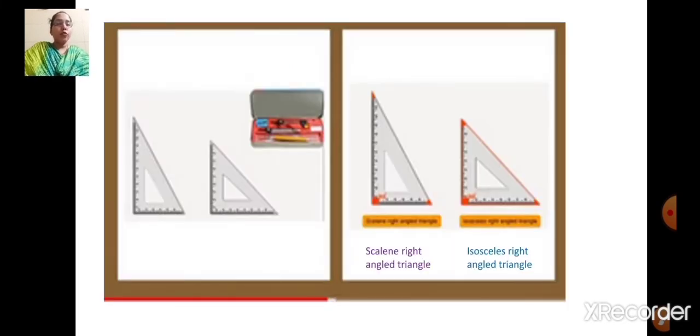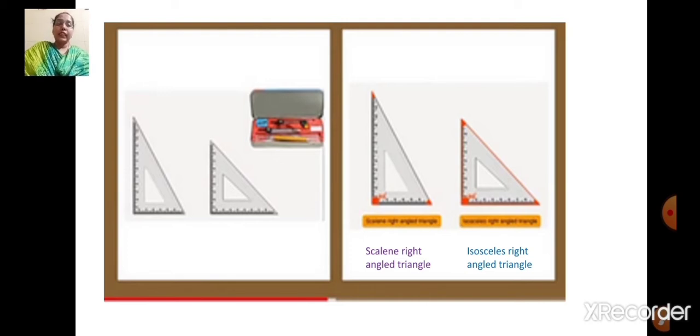Have you seen these two instruments in your geometry box, children? Yes, you have seen it. See the first type of triangle. What type of triangle is it, children? It's forming 90 degree, that you all know. You can see in the figure it is forming 90 degree. But check the measures of the sides of the triangle using your ruler. See the measure of the bigger set square using your ruler. You will find that all the three sides are different. But it's 90 degree, children. But all the sides are different.